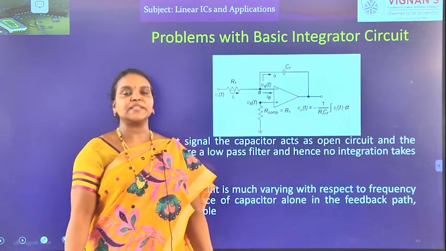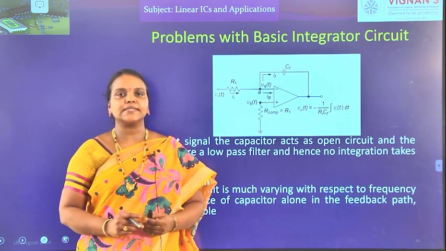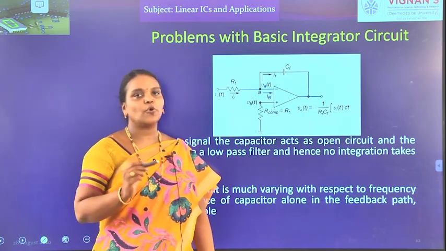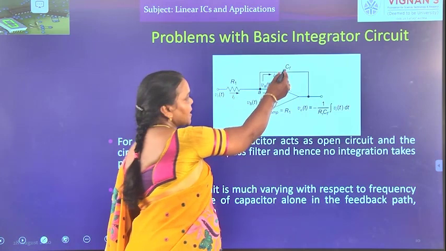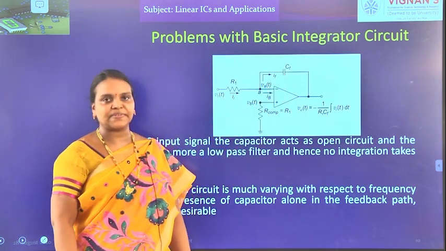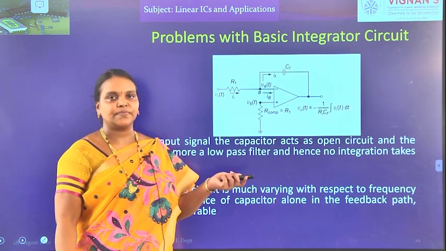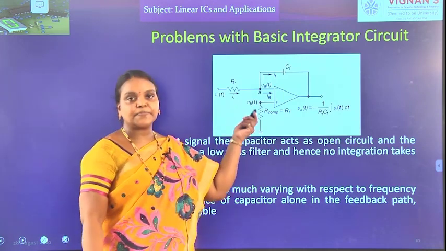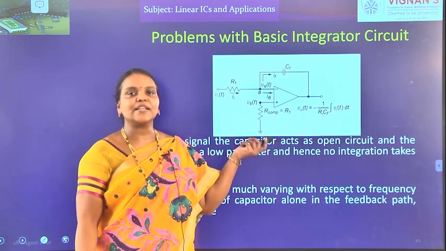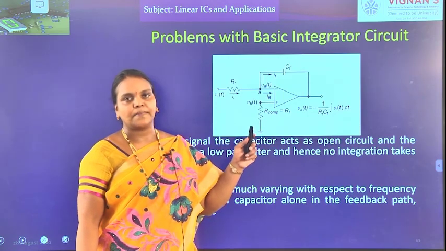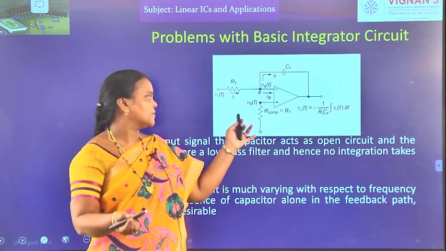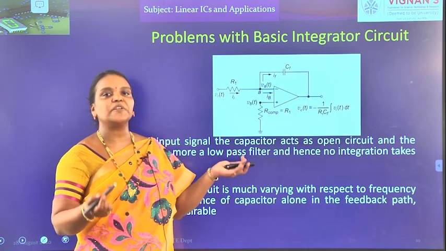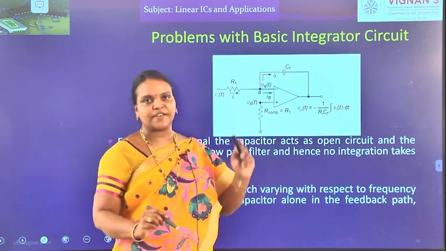But there are two problems with the basic integrator circuit. Now, let us see what the problems are. The first one is, for DC how does the capacitor behave? As an open circuit. So, for DC the capacitor behaves as open, which means it is no more a low pass filter and it won't do integration. The second one is that the gain of this circuit is changing with respect to frequency because there is a capacitor alone in the feedback path. But the gain should not be varying much, and at DC what is the gain? It is the open loop gain because there is no resistor here.